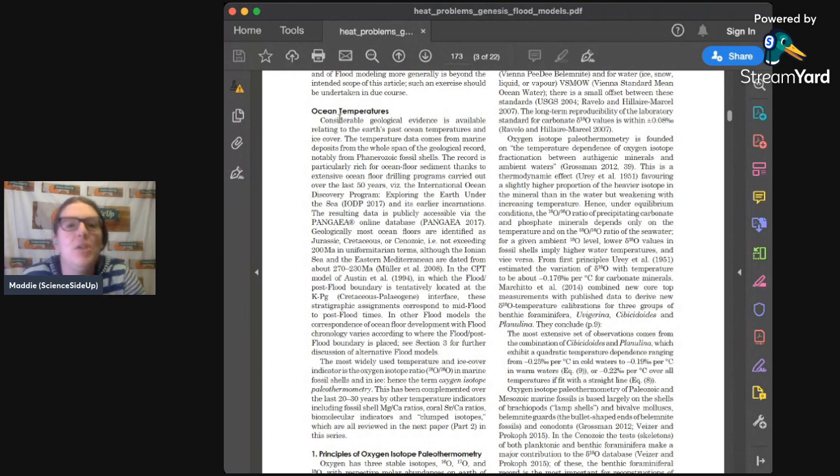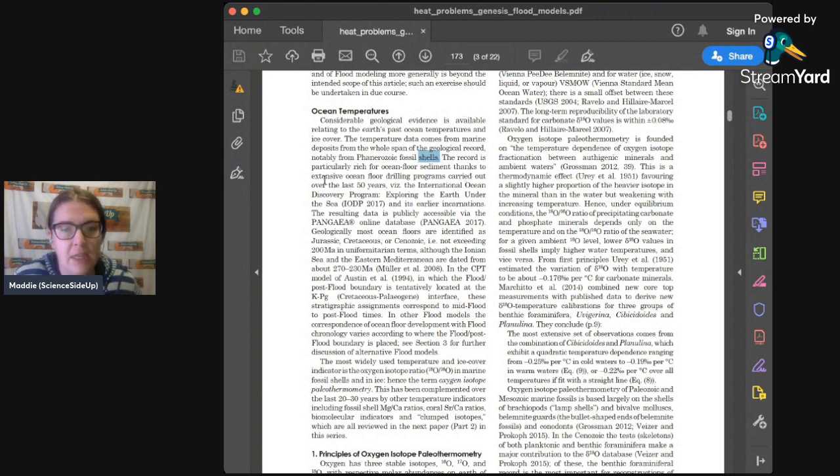All right. So, ocean temperatures. "Considerable geological evidence is available relating to Earth's past ocean temperatures and ice cover." That is true. Would love to see a citation. "The temperature data comes from marine deposits from the whole span of the geological record, notably from the Phanerozoic fossil shells." Would love to see a citation. I actually don't know if that's true off the top of my head. I don't do paleoclimate. On the face of things it sounds right, based off my very limited knowledge, but this should have a citation.